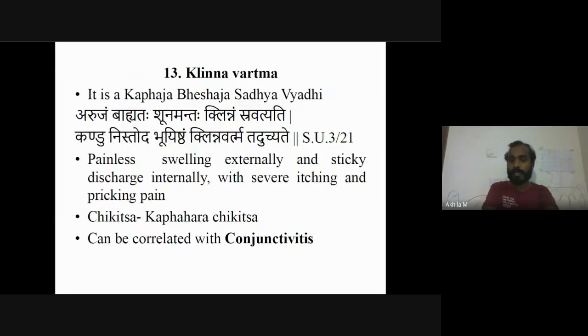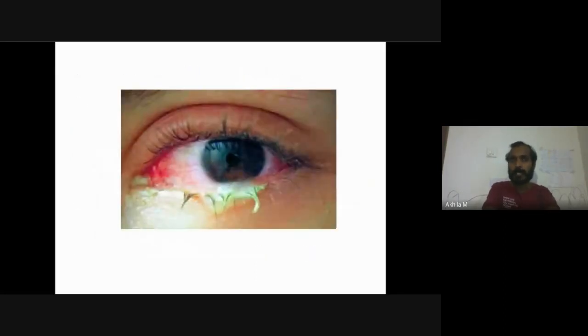So klinna varma can be correlated with conjunctivitis. There will be klinnatvam; externally there will be swelling, kandu and pain. From this picture you can understand that there is some swelling. Internally there is klinnatvam, some sticky discharge will be there. Pain and swelling will be there, and kandu, itching, will be there. So this kind of conjunctivitis can be correlated with klinna varma.